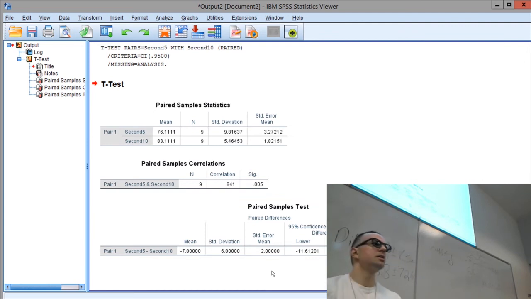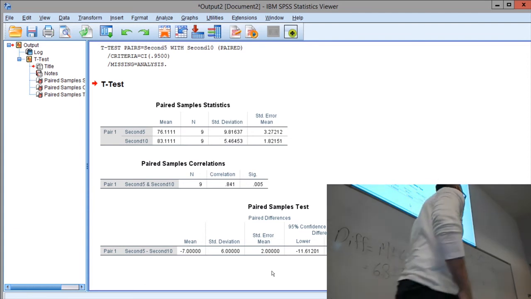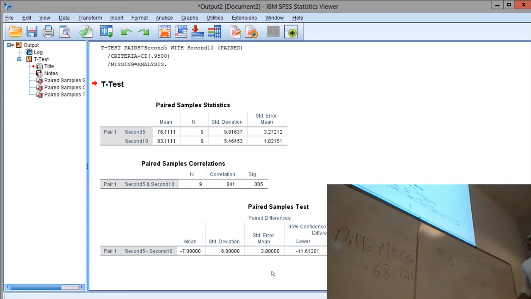Now, this is where, again, you might want to take a look at your output first and decide if it's in the right order, because SPSS has done this in a particular order, and right now it is not in the order that makes mental sense. And I'll show you what I mean. What SPSS has done is it has gone the 5-second condition minus the 10-second condition. And that gives us a mean difference of minus 7% accuracy.